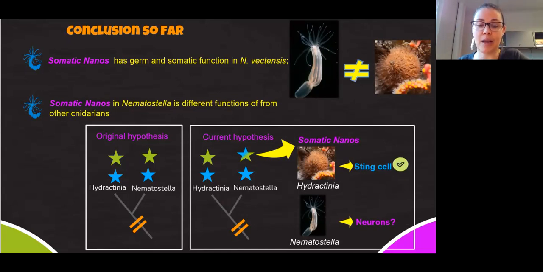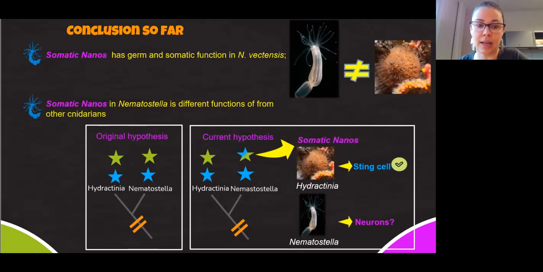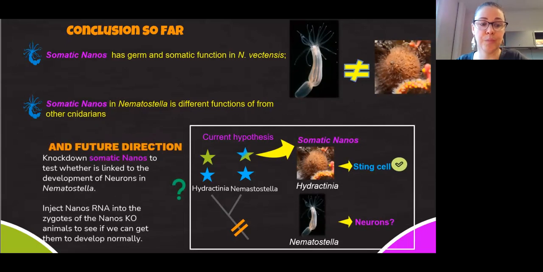To really test the hypothesis that somatic nanos is related to producing neurons in Nematostella, we now need to knock down somatic nanos in order to have viable animals, to see if it works in the development of neurons in Nematostella. As future directions, we also want to inject Nanos RNA into zygotes of Nanos knockouts to try to rescue the normal development of these animals.